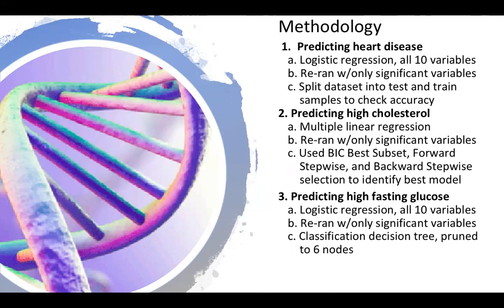For our third hypothesis, which was predicting high fasting glucose, we ran another logistic regression using all of the variables because the outcome variable of interest was binary. It was either above or below a certain threshold. We then reran the regression using only the significant variables and created a classification decision tree, which we pruned to 6 nodes because at this point there was no further change in variance.